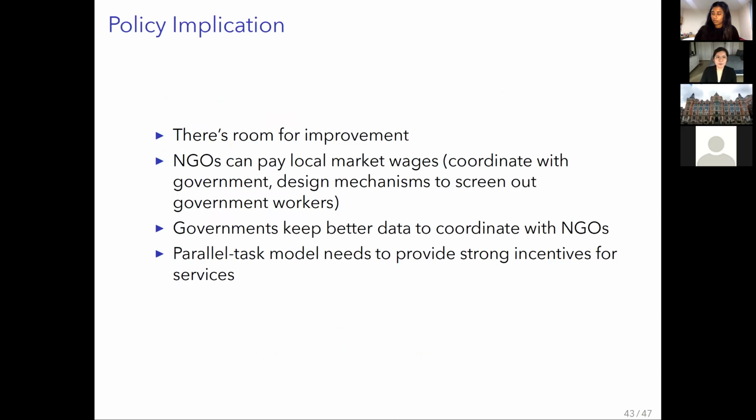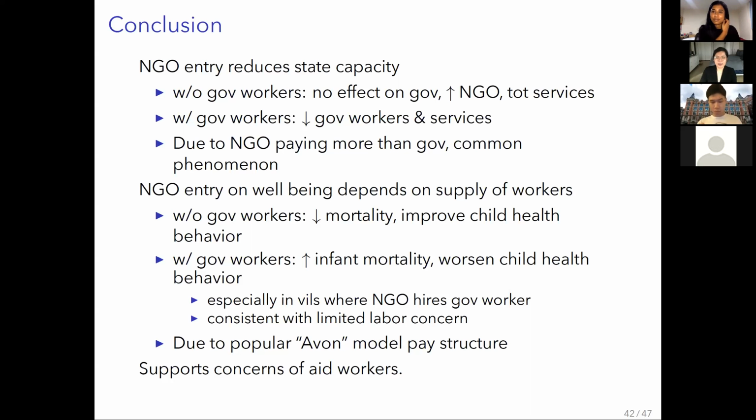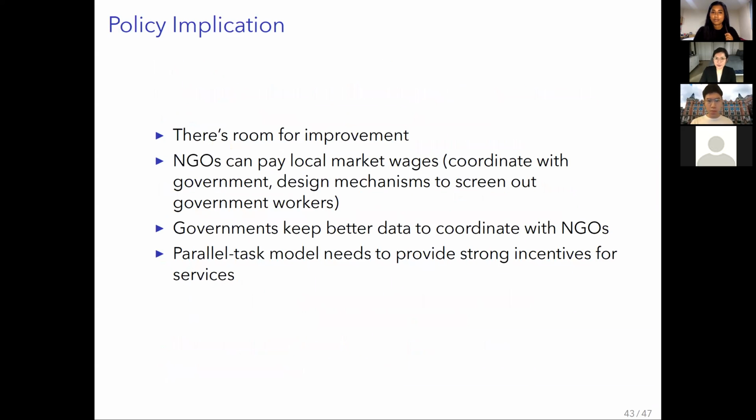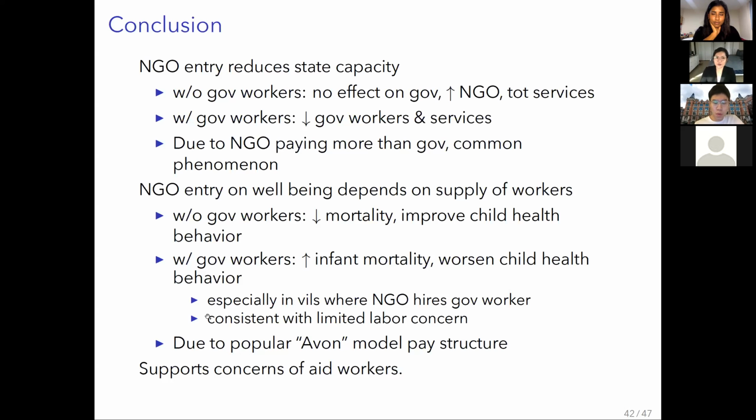What we learn from this is that the concerns of aid workers and aid critics bear out in the data. NGOs, at least in our context, have this unintended consequence of crowding out the government and undermining the development of government capacity. At the same time, the fact that we find that in places with no government workers, NGOs just make everything better, it increases services, it reduces mortality.